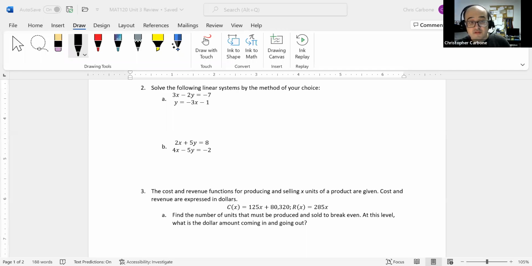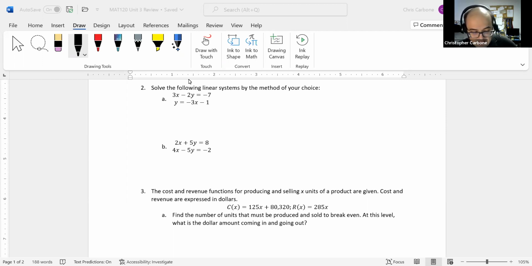This is question number 2 of our linear systems review. I want to solve these linear systems by the method of your choice. I have 3x minus 2y is equal to -7, and y is equal to -3x minus 1. Since the second equation is already solved for y, let's use the substitution method.